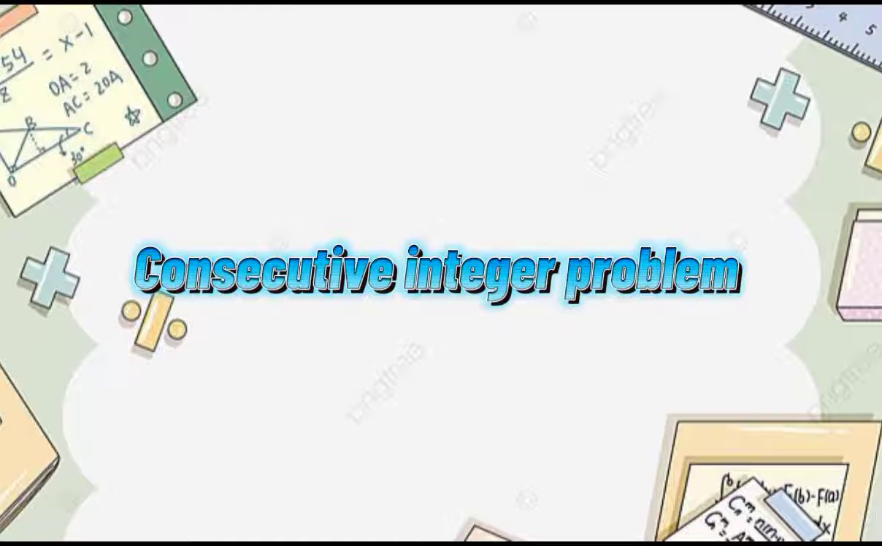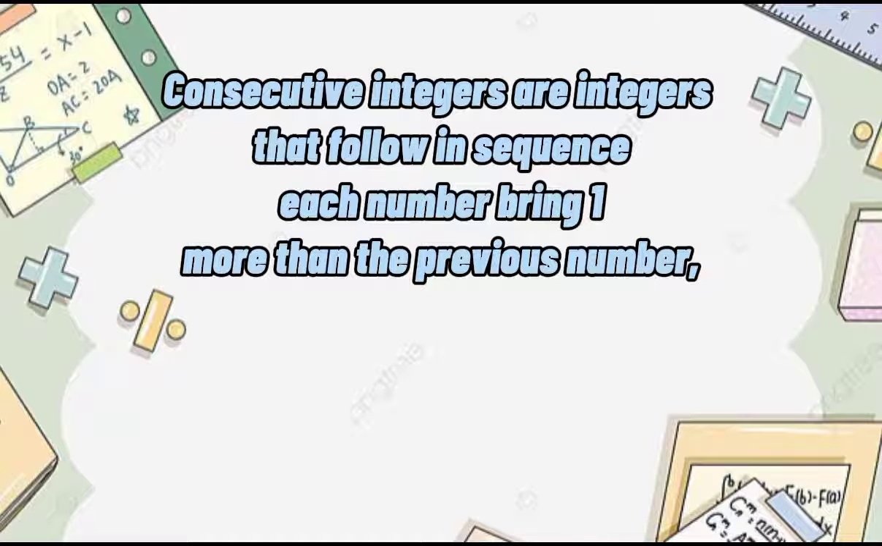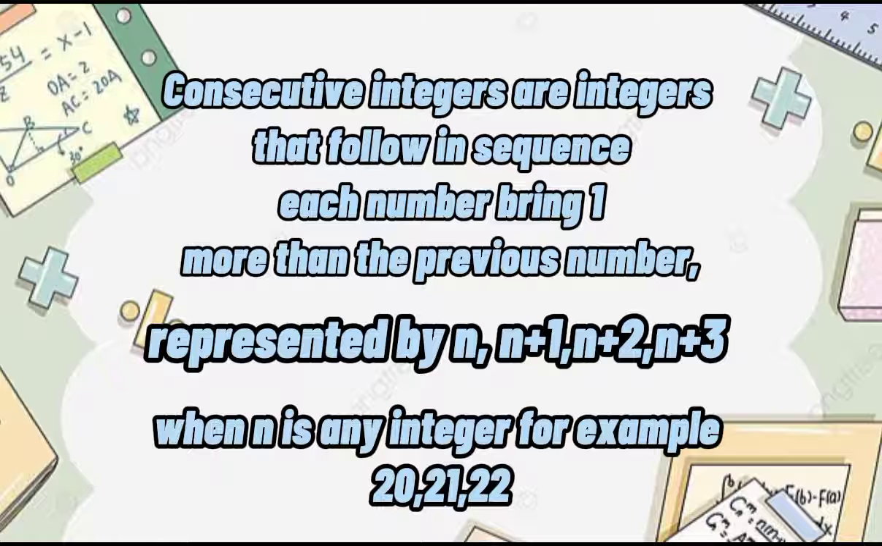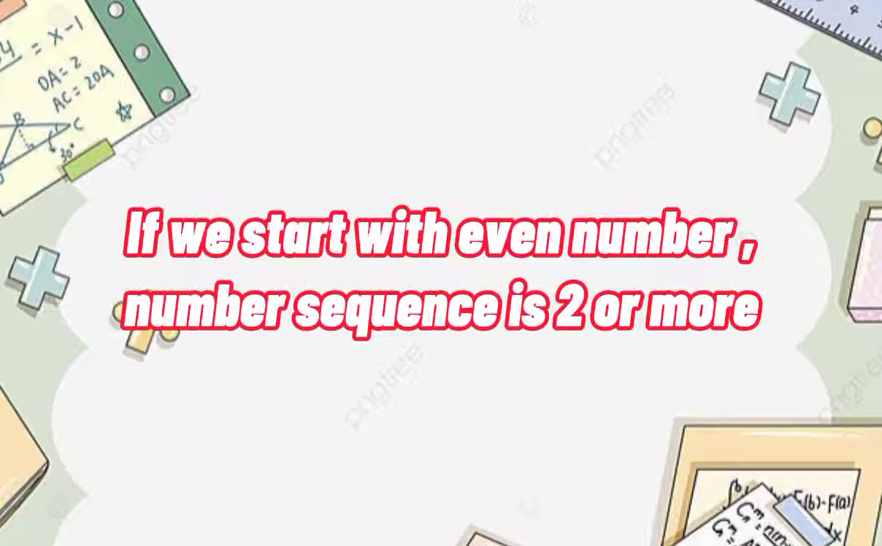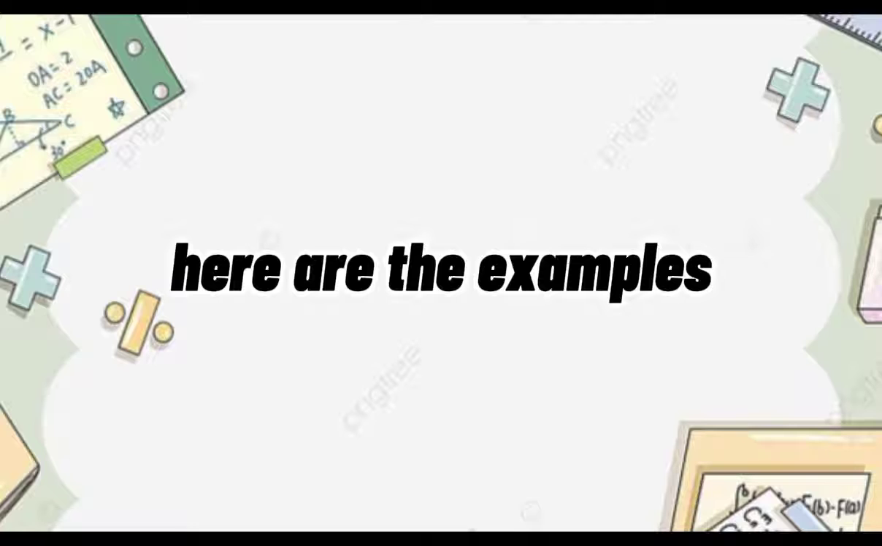Now let us start with the consecutive integer problem. Consecutive integers are integers that follow in sequence. Each number is one more than the previous number, represented by n plus 1, n plus 2, n plus 3, and so on and so forth, when n is any integer, for example, 20, 21, 22. If we start with an even number, the sequence adds 2 more than the previous number. Here are the following examples.